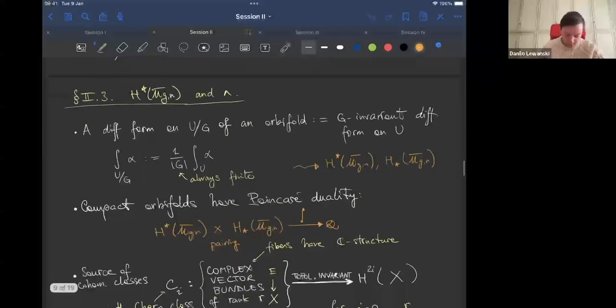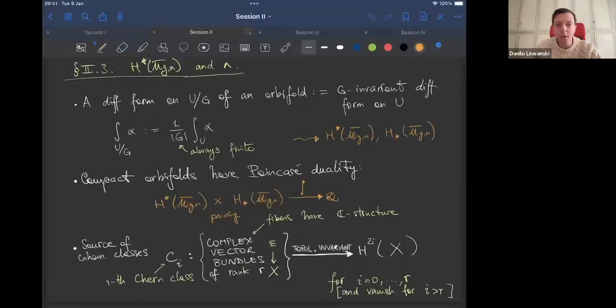Okay, let us now talk a little bit about the cohomology of this space and the intersection theory. So when you take a differential form on U over G, an orbifold that has an action of a finite group G, you want differential forms on these orbifolds to be just G-invariant differential forms on U. So this is how you define differential forms on an orbifold. They just have to be G-invariant.